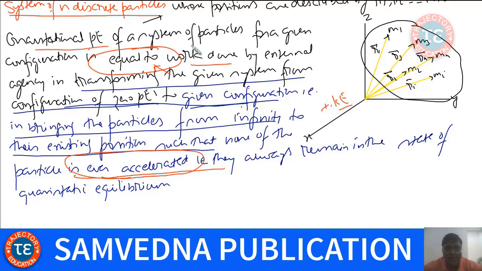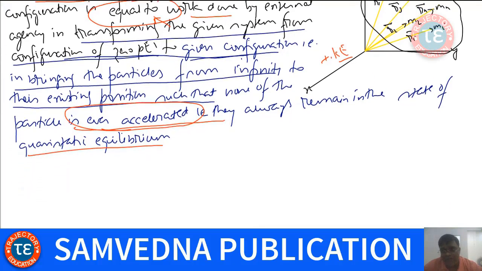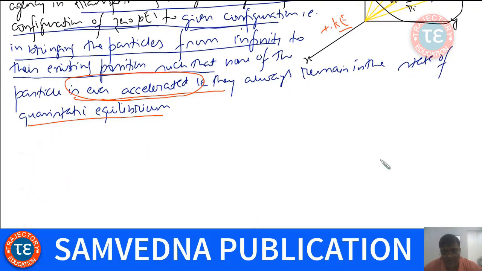So gravitational PE of particles for a given configuration is equal to the work done by an external agency in transforming the system from the configuration of 0 PE to the existing configuration such that every particle remains in the state of quasi-static equilibrium. I have already explained to you what a quasi-static equilibrium is. So this is how gravitational PE is defined.